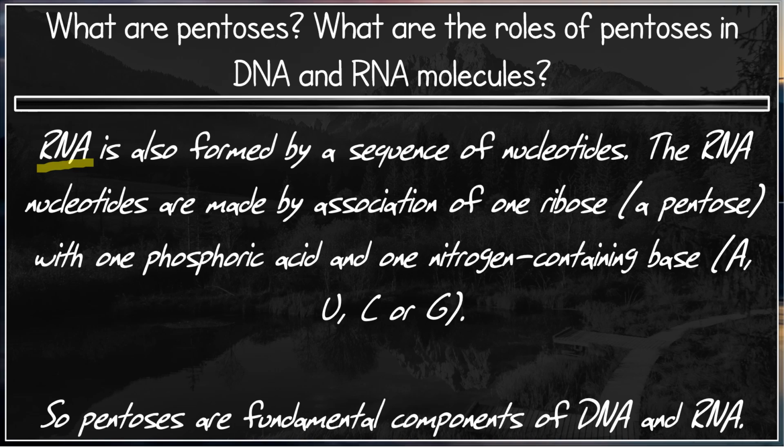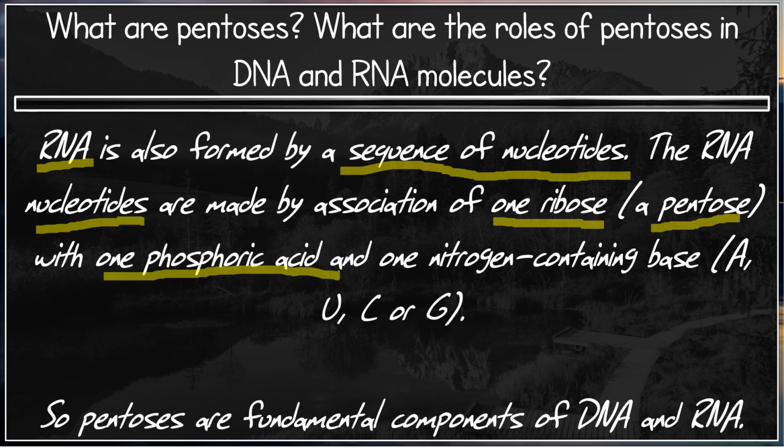RNA is formed by a sequence of nucleotides. RNA nucleotides are made by association of one ribose, a pentose, with one phosphoric acid and one nitrogen-containing base, which can be adenine, uracil, cytosine, or guanine. Some pentoses are fundamental components of DNA and RNA.